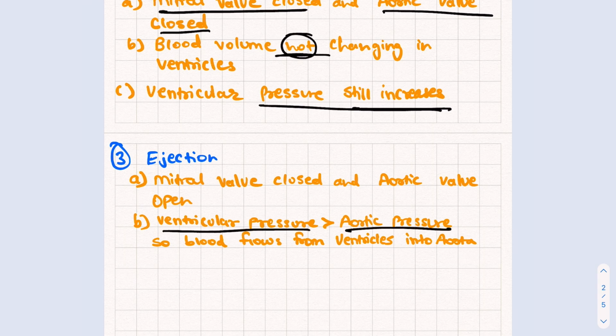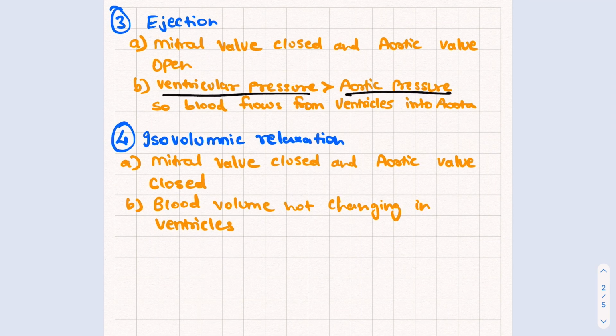Now, the last stage of the cardiac cycle is isovolumic relaxation. During isovolumic relaxation, the pressure in the aorta and the pulmonary trunk exceeds the pressure in the ventricles. And this excess in pressure causes the aortic and pulmonary valves to shut. During isovolumic relaxation, all four valves are closed. There's no blood volume being exchanged during isovolumic relaxation.